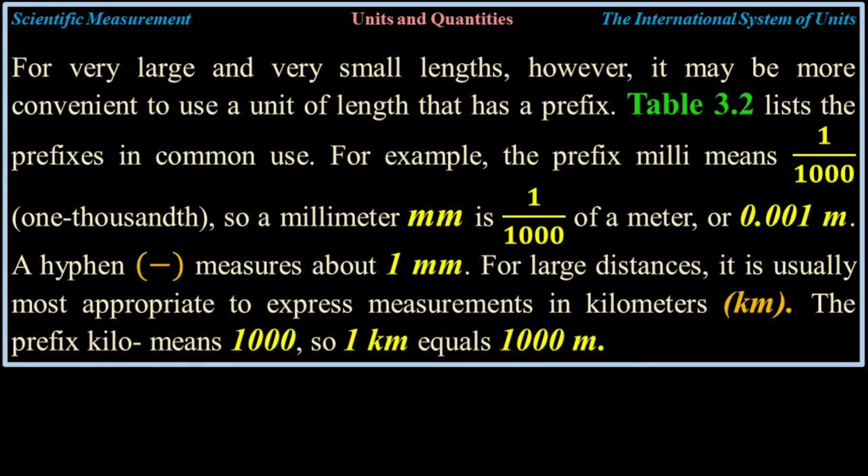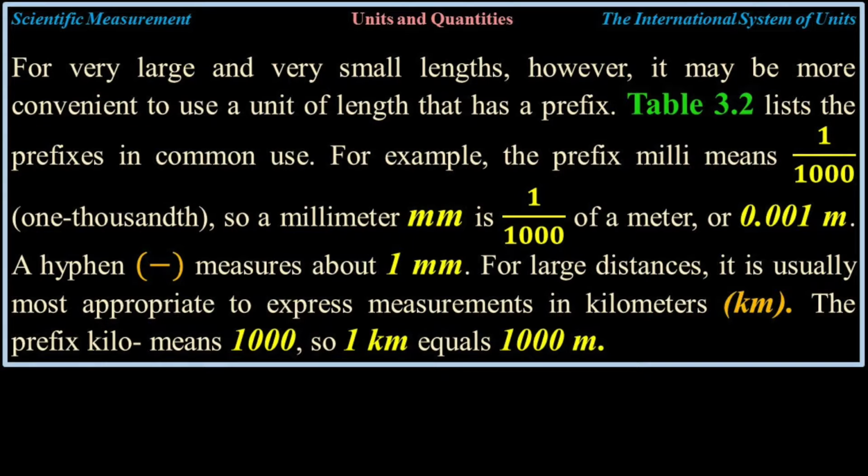For very large and very small lengths, however, it may be more convenient to use a unit of length that has a prefix. Table 3.2 lists the prefixes in common use. For example, the prefix milli means 1,000th. So a millimeter is 1,000th of a meter, or 0.001 meters. A hyphen measures about 1 millimeter. Well, that hyphen's a little bit more than a millimeter.